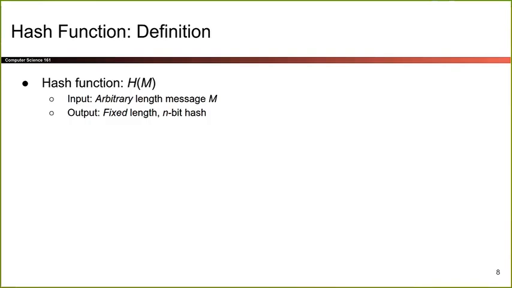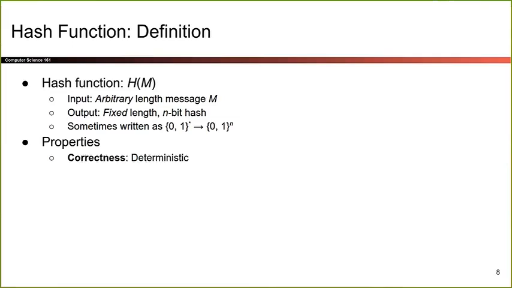So if I input a 1-bit message, the output is n bits. If I input a 10-bit message, the output is n bits. If I input a 1 million bit message, the output is always n bits. So the output is always fixed. Sometimes you see it written like this for math people. For a hash function to be correct, it has to be deterministic.